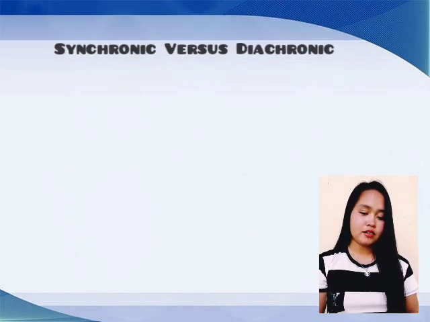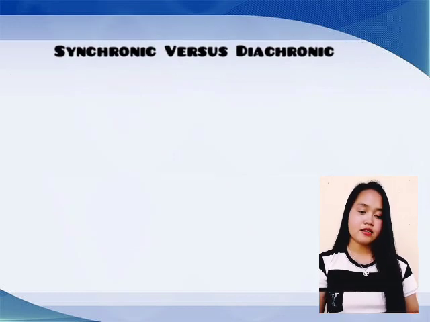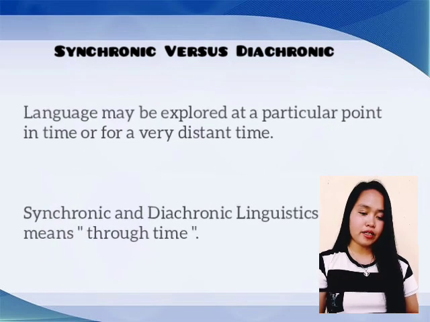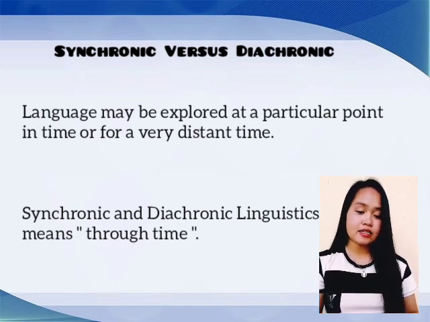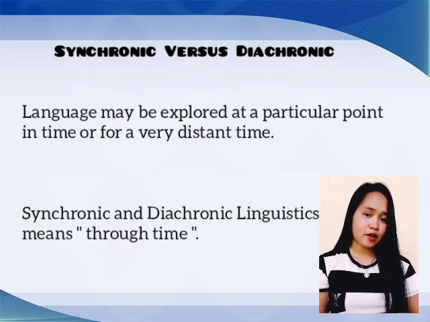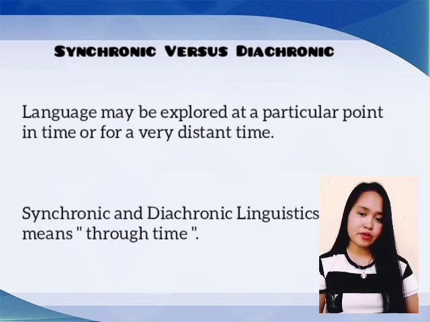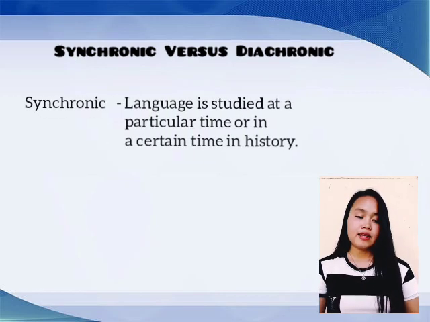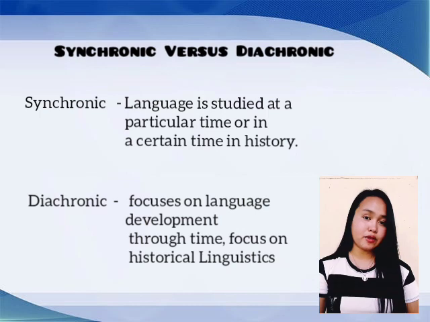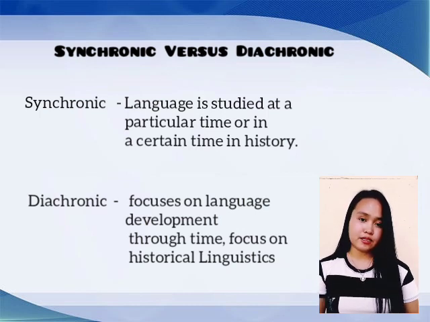Okay, let us proceed to the synchronic versus diachronic. Language may be explored at a particular point in time or across a very long period of time. This is the distinction between synchronic and diachronic linguistics. Synchronic and diachronic are words with Latin origins meaning "with time" and "through time." In simple words, synchronic language is studied at a particular time or a certain time in history, while diachronic focuses on language development through time, or on historical linguistics.